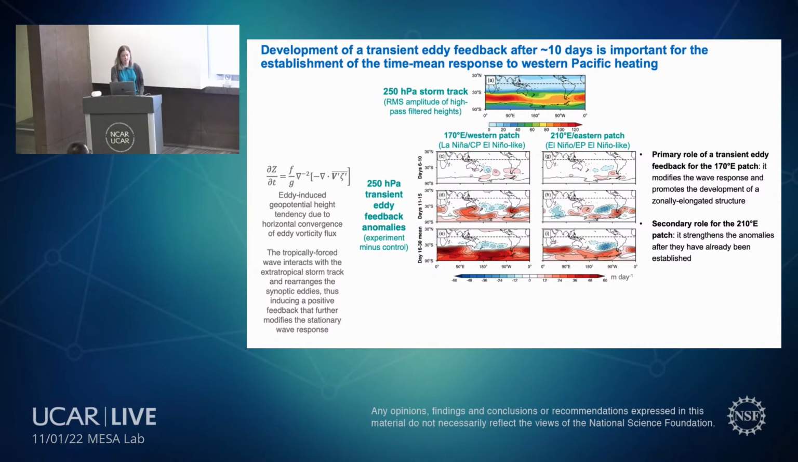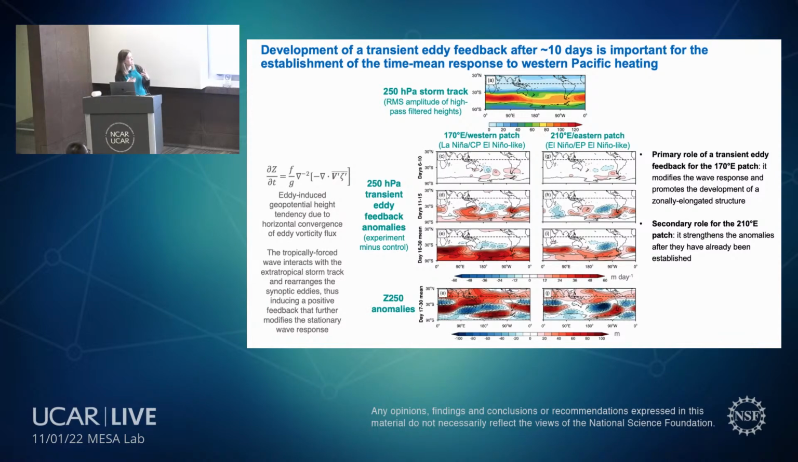So here we calculated the geopotential height tendency, shown with this equation, due to the horizontal convergence of eddy vorticity flux. So the way this works is that this tropically forced wave from the Pacific Ocean interacts with this extratropical storm track and causes a rearrangement of the transient eddies in this storm track. And so this can then induce positive feedback, which can then either amplify these existing anomalies or even act to modify their structure. And that seems to be what's happening in this Western heating experiment.